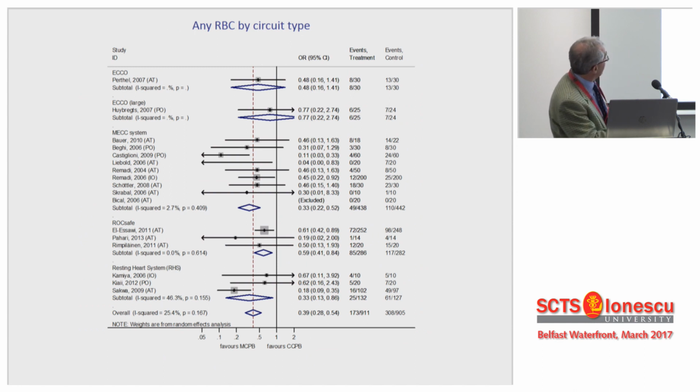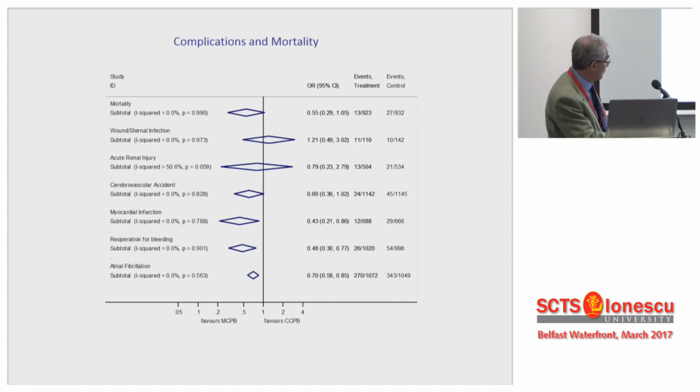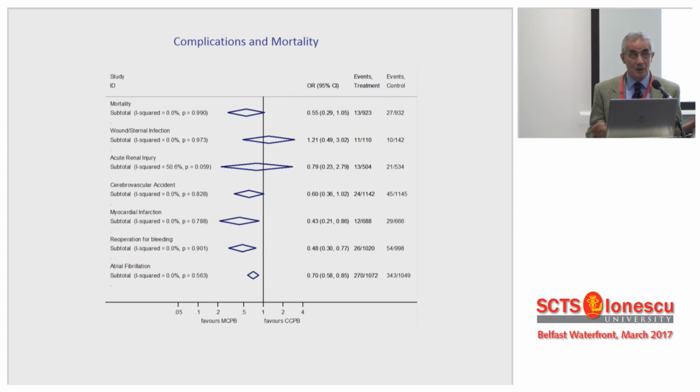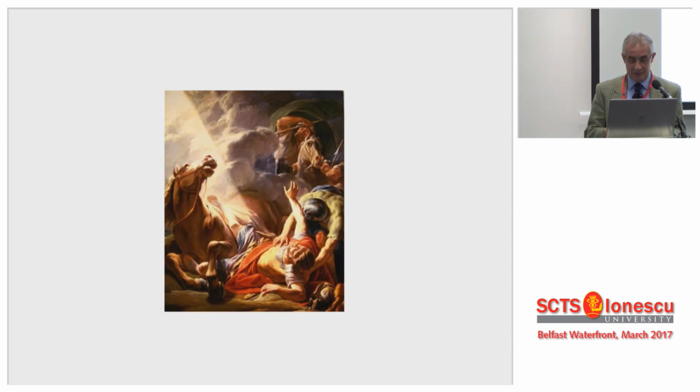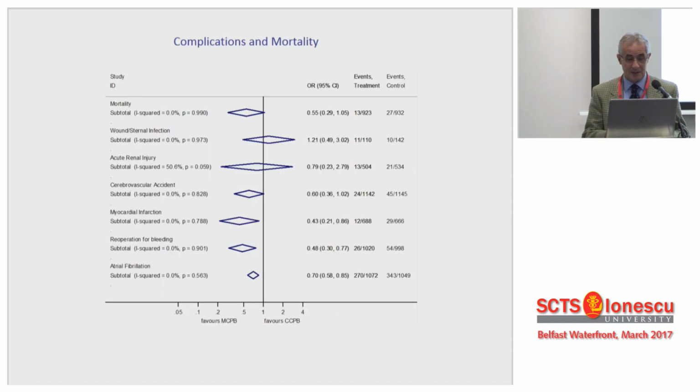This, for example, is any blood transfusion in relation to circuit types. For those of you who are not familiar, this is called a forest plot, in which if the diamond is on this side, it is favoring mini CPB, and if it's on this side, it is favoring the conventional cardiopulmonary bypass. So there is a tendency of a reduced transfusion. But if you want to be cynical, since you know which patient is coming who's had a mini bypass, as an anesthetist, you may decide not to transfuse him, or as a cardiac surgeon, so just to be cynical.